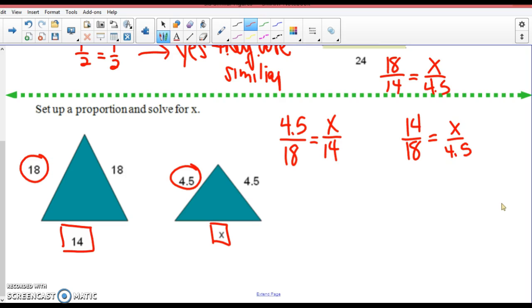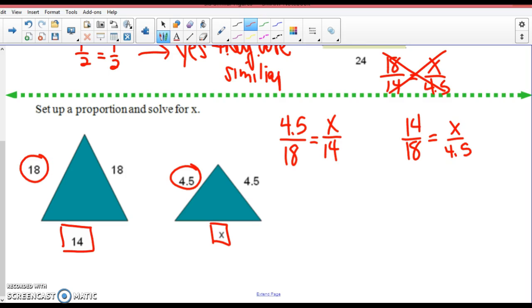Justin? 18 over 14 does not match X over 4.5. It does not. You're right. So that is not a good proportion.